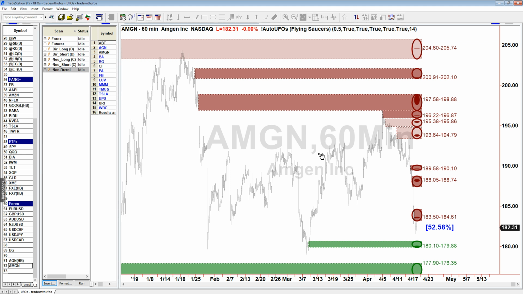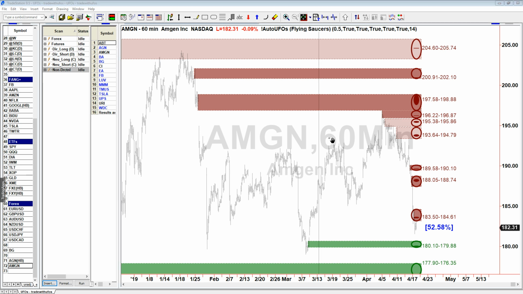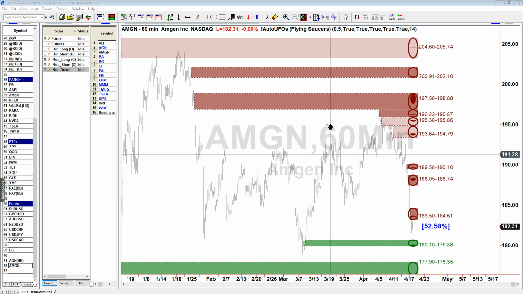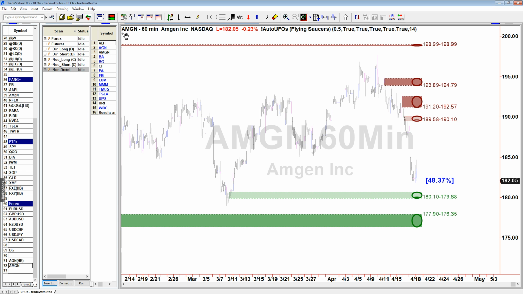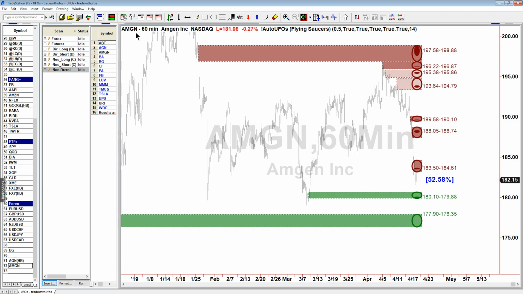Yeah, so back to AMGN here, we were saying that we may have a setup with red UFOs above and green UFOs below. So 52.58 is regular market hours. Let's look at pre and post. So it's 52.58, and that's 48. So we're going to ignore pre and post, not relevant for AMGN.